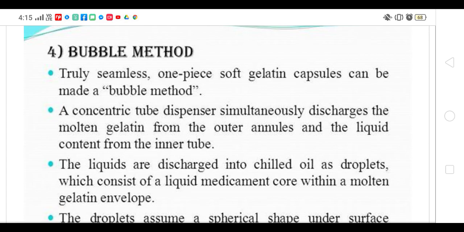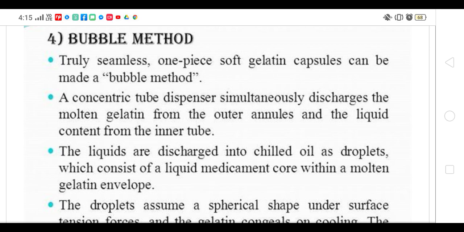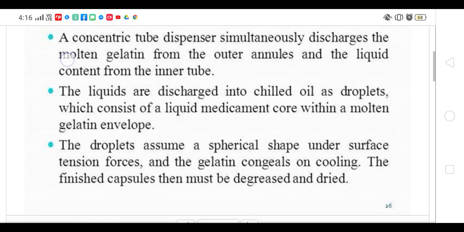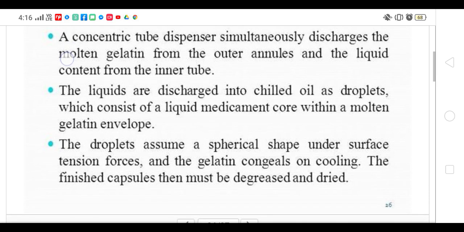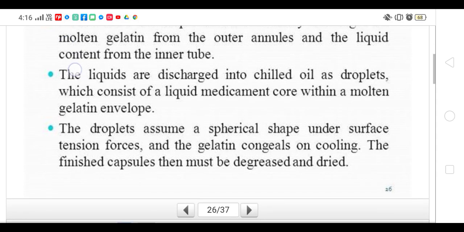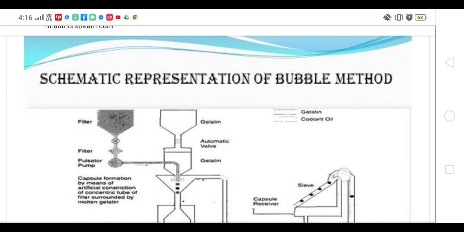Let this tube dispenser simultaneously discharge the molten gelatin from the outer annulus and liquid content from the inner. You have two tubes. The outer tube discharges the molten gelatin and the inner tube will give you the content of the liquid to be filled in the capsules. When liquid is discharged into chilled oil, it forms droplets, which consist of liquid medicament core within the molten gelatin. Outer drop is gelatin, the inner drop is your liquid. So when it comes outside into the chilled oil, it freezes and forms soft gelatin capsules, which are filled with liquid. And it appears spherical in shape under surface tension force and gelatin congeals on cooling and it will be dried. This is the bubble method.